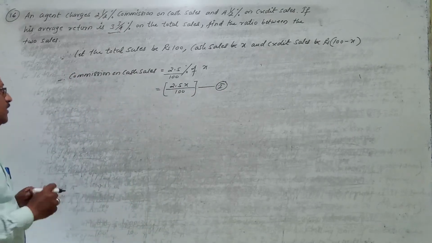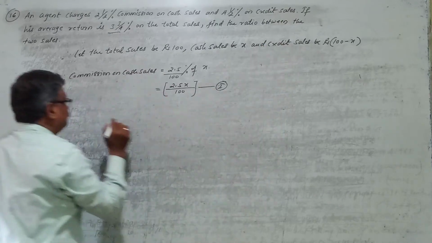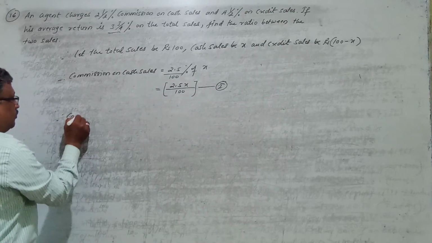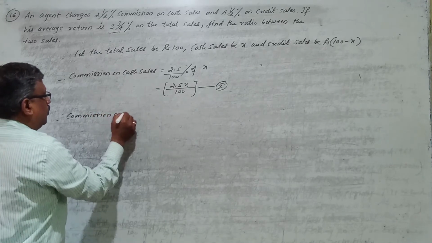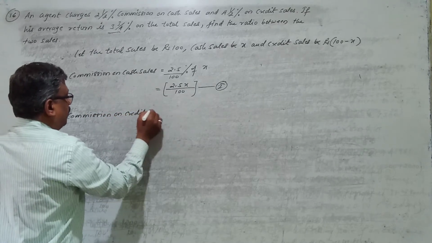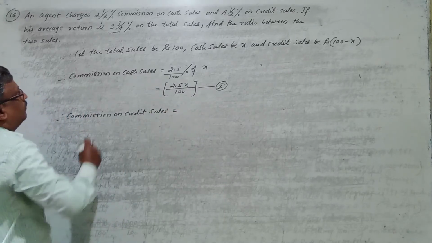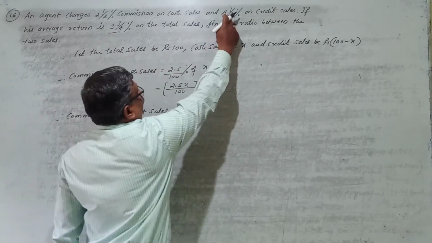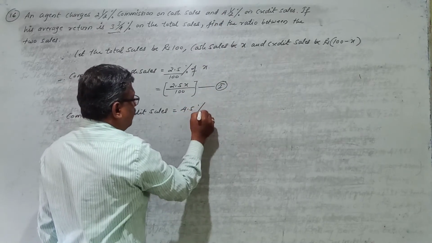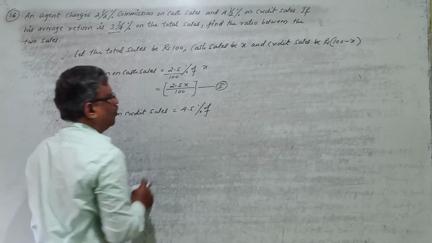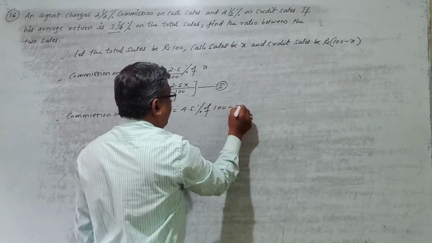Like that. We have to calculate the commission on what now? Credit sales. So commission on credit sales is equal to what is the rate of commission? It is 4.5%. Means you have to calculate 4.5% of what? Credit sales. What are my credit sales? It is 100 minus X.